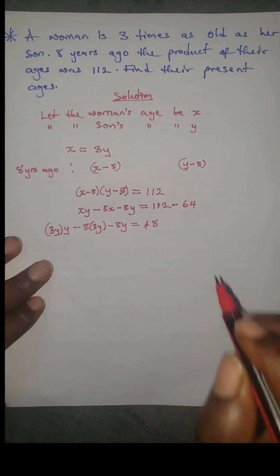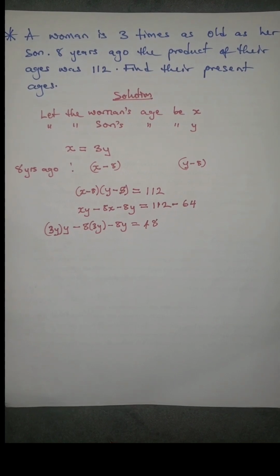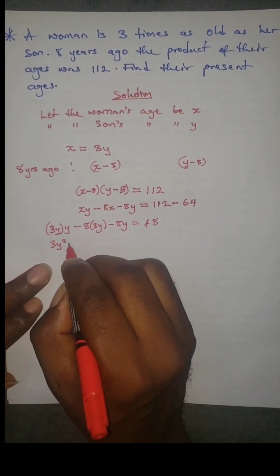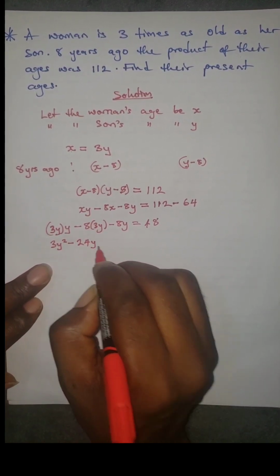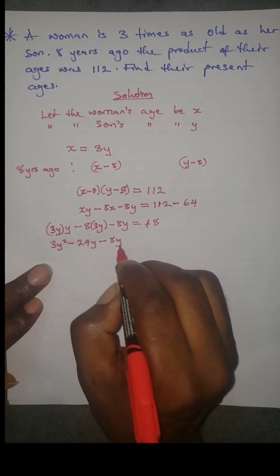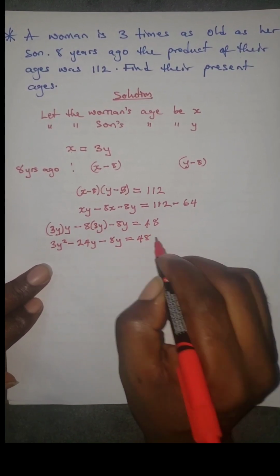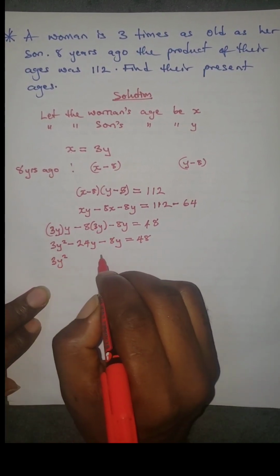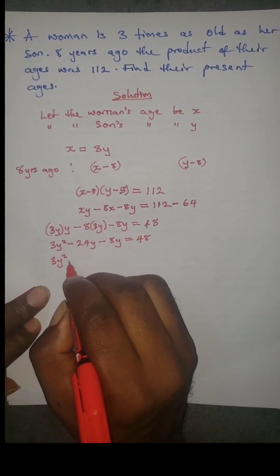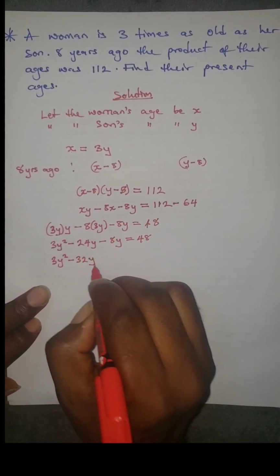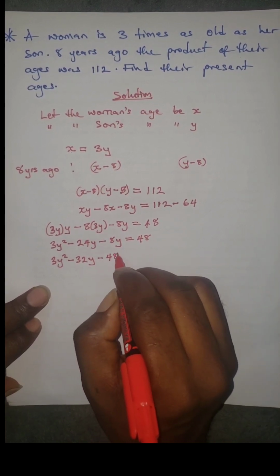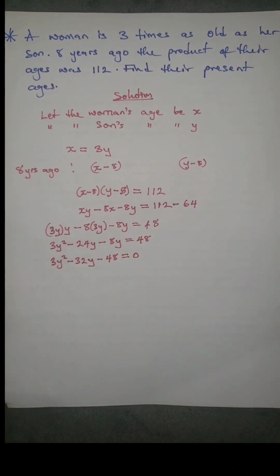That will give you 48. Okay, I'll give you 48. So when you open this bracket, you have 3y squared minus 24y minus 8y equal to 48. So you can bring everything in. So you have it as 3y squared, this and this will give you minus 32y. Bringing this one in, you have minus 48 equal to 0. So you can see our quadratic equation.